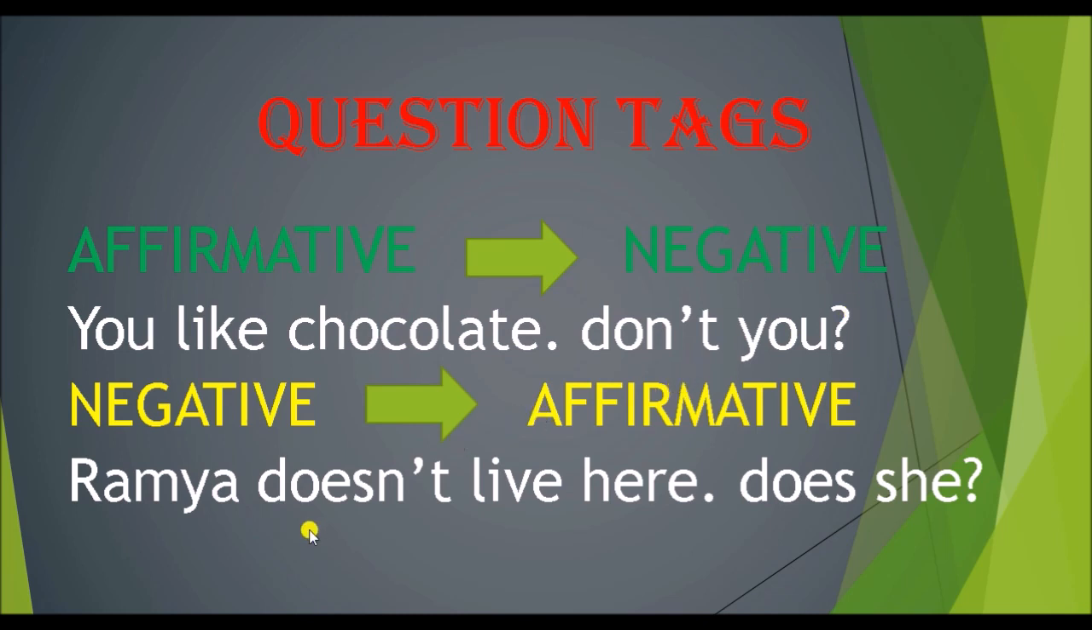Ramya doesn't live here, does she? "Ramya doesn't live here" is a negative sentence, so we use an affirmative tag, does she? Okay. Have you got it? Right.